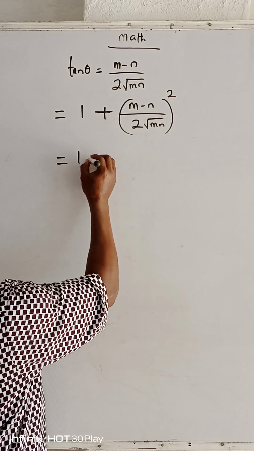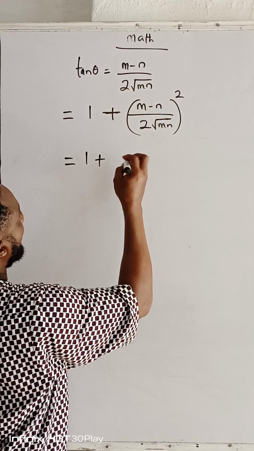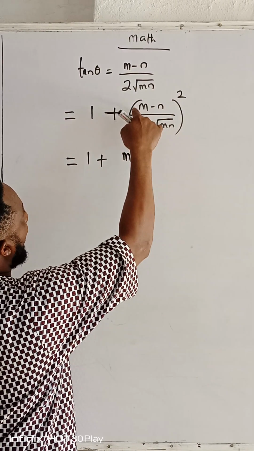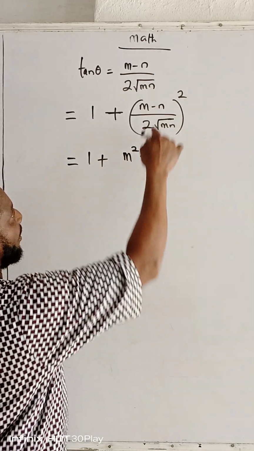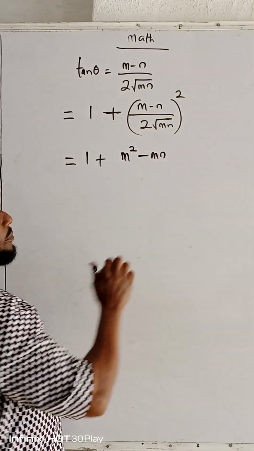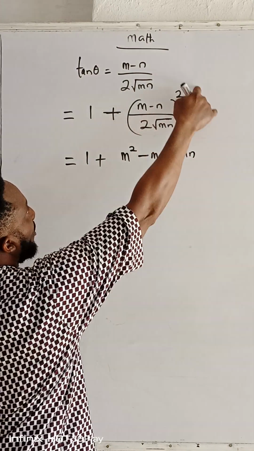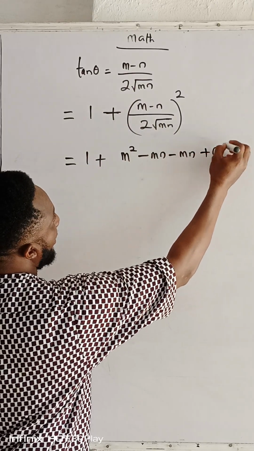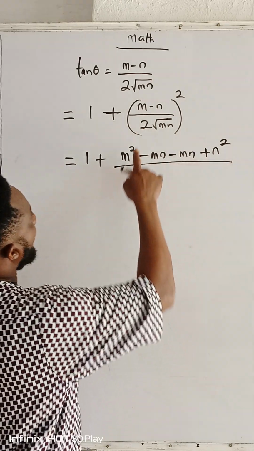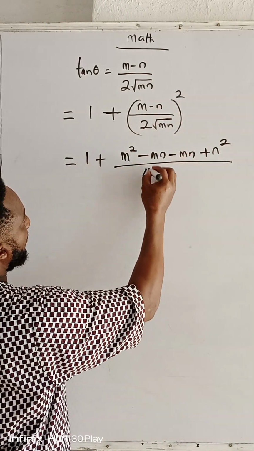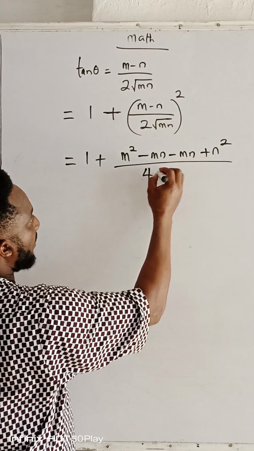So I'll write 1 plus, if I'm to expand this, this is m squared, m times minus n, minus mn, minus n multiplied by m, another minus mn, then minus n times minus n, that gives n squared. All divided by 2 squared is 4, square root of mn squared. The square root will disappear, you have mn.